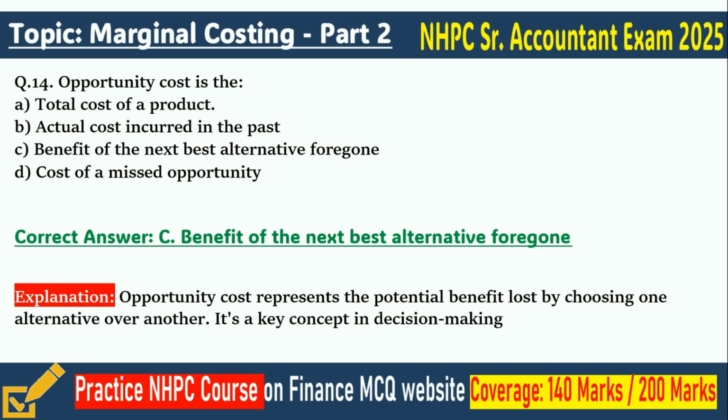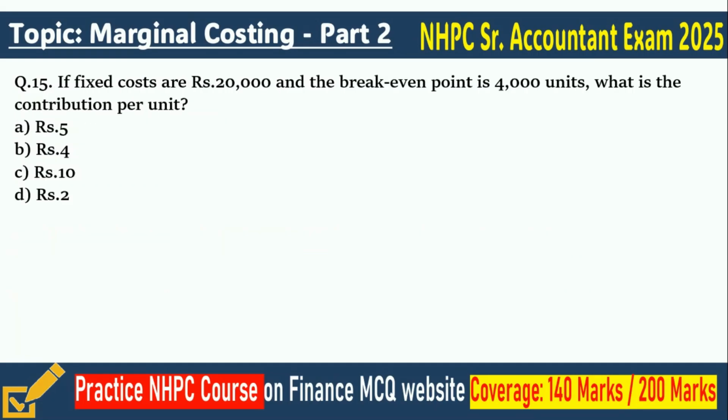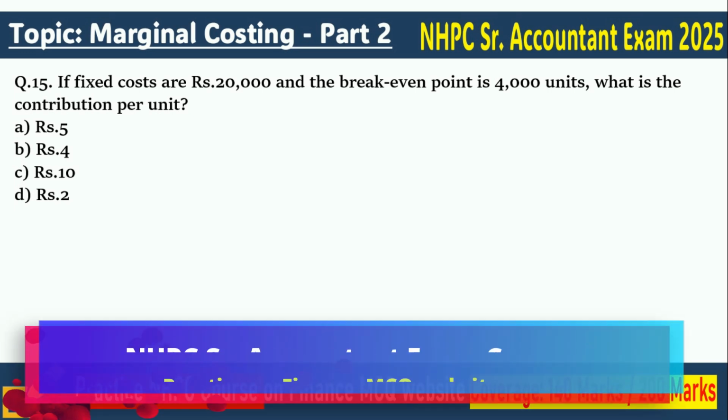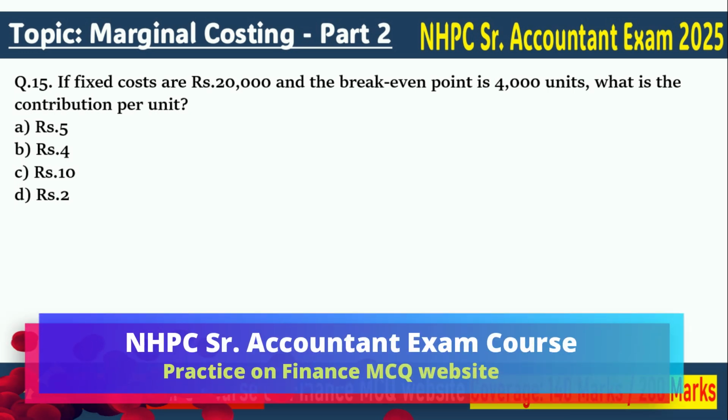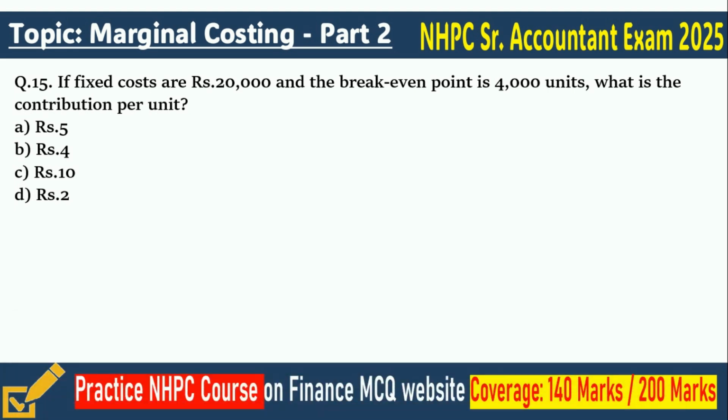So, friends, the potential benefit lost of choosing Bangalore over Gujarat will be the opportunity cost. Moving on, next question. Friends, if fixed costs are rupees 20,000 and break even point is 4,000 units, what is the contribution per unit? Option A rupees 5, option B rupees 4, option C rupees 10, and last option rupees 2. So, friends, we should know the formula for break even point in terms of unit by now.